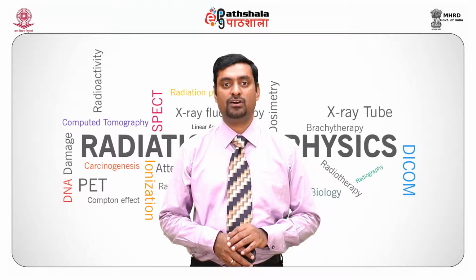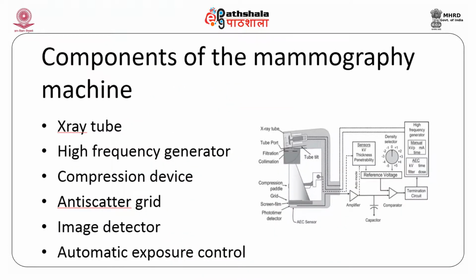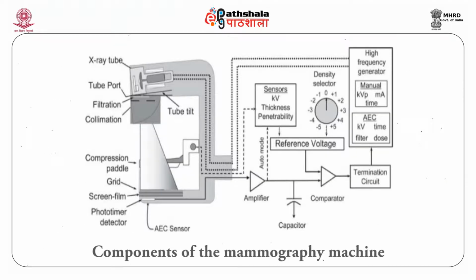What are the components of the mammography machine? You can see an illustration of the various components as shown in the figure. There's an X-ray tube, high frequency generator, compression device, anti-scatter grid, image detector, automatic exposure control. This is the bigger view of the mammographic machine, showing the inner part of the machine.